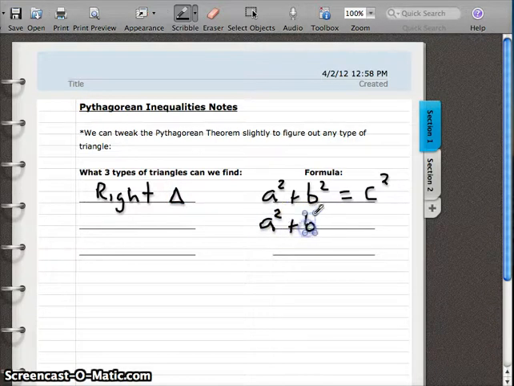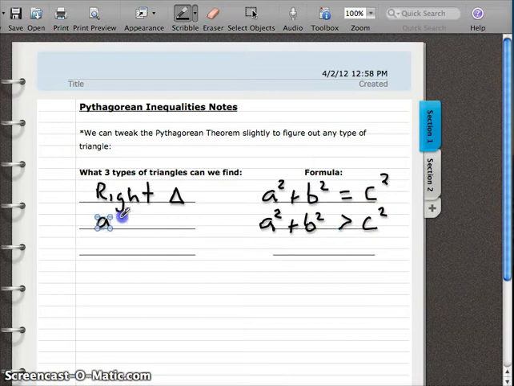If we do the same thing to the legs, if we square their values and add it together and compare that to the hypotenuse squared, if the hypotenuse squared is less than the legs squared and added together, that means that the hypotenuse is smaller, right? We get a small triangle, an acute triangle. So just by making that slight change there, we're now talking about a different type of triangle.